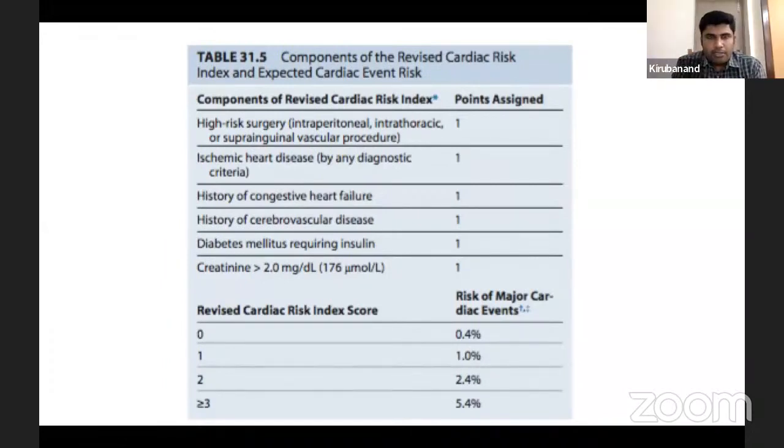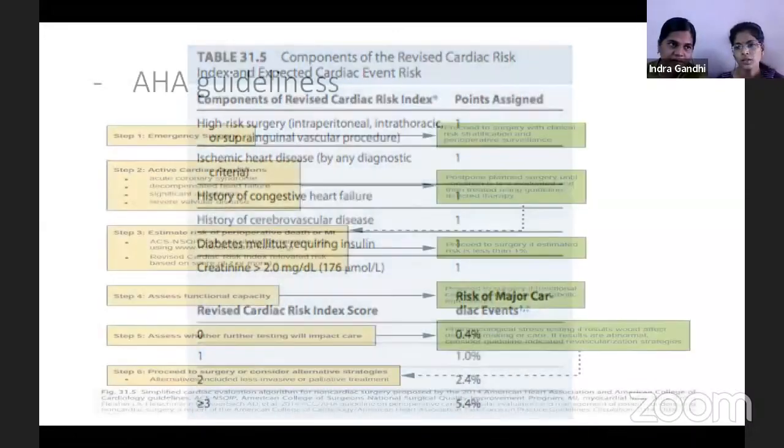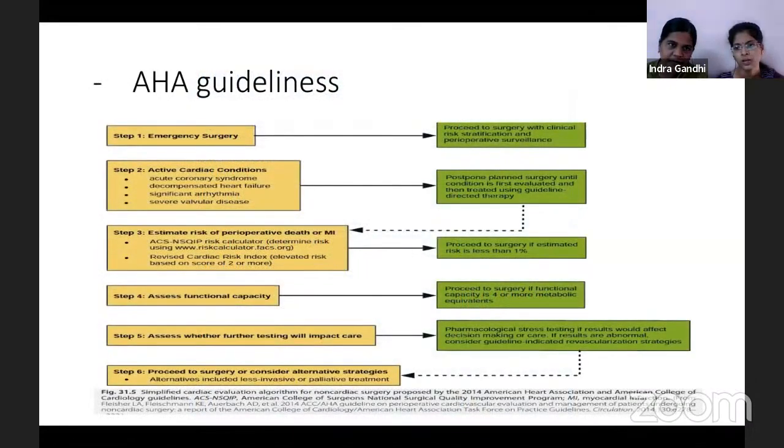So can you say which grade our patient comes in? Which ASA grade: 1, 2, 3, 4, 5, 6? Our case is under ASA 3, sir, because the patient is having moderate LV dysfunction, sir.